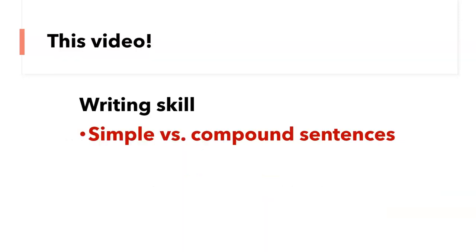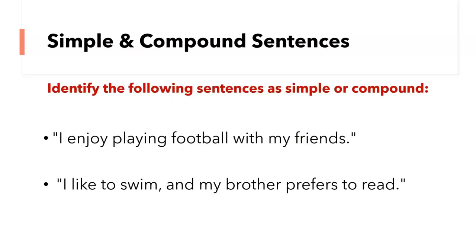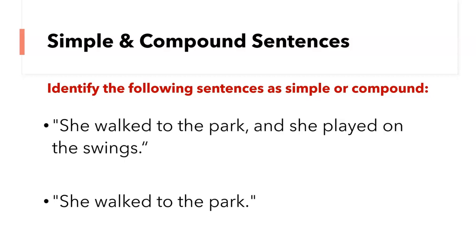All right, let's start. So what are simple sentences? What are compound sentences? If you read these two sentences, they're different. Can you identify which one is simple, which one is compound? I enjoy playing football with my friends. I like to swim, and my brother prefers to read. Another example: she walked to the park and she played on the swings. This is sentence 1. She walked to the park. Which one is simple? Which one is compound?